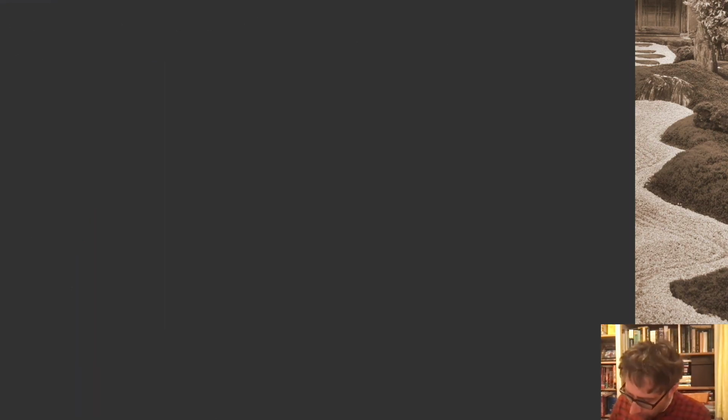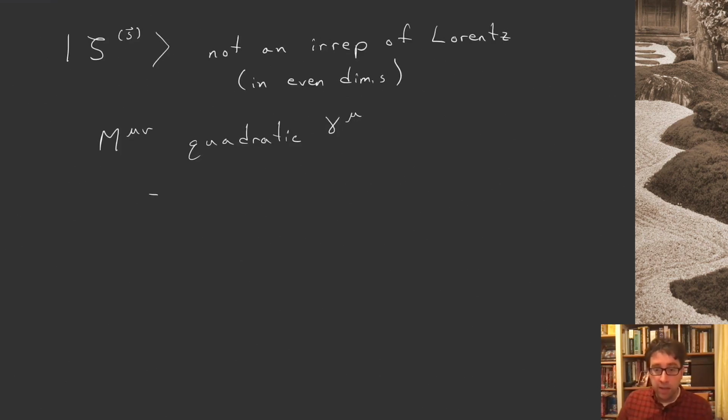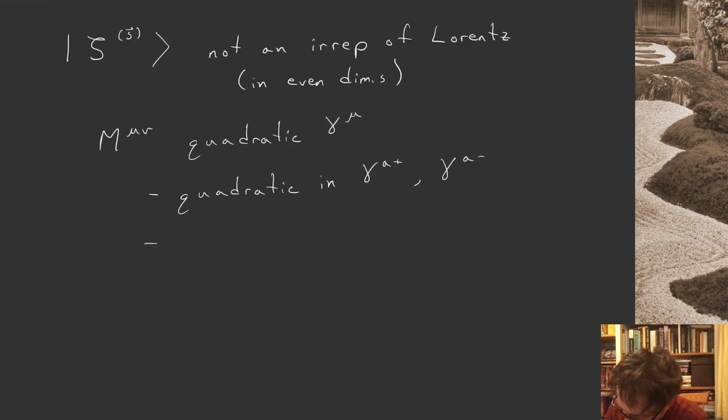Okay, now there's this curious thing that this representation, we've got all these 2 to the d minus 2 states that are determined by all these different choices of spin plus or minus a half. This is not an irreducible representation of Lorentz in the even dimensions we're working in. And how do we see that? Well, as I was saying before, this generator M^{μν} is quadratic in the gamma matrices. And so if we think about the gammas as combinations of raising and lowering operators, it's also quadratic in the gamma_A^+ and gamma_A^-. And so it will always flip an even number of spins.